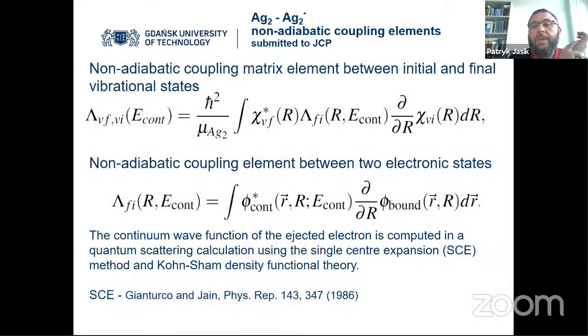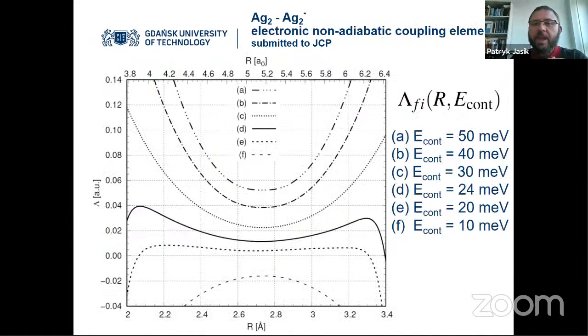To investigate the spontaneous emission of the electron, we have to calculate non-adiabatic coupling elements between initial and final vibrational states. But first of all, we have to calculate couplings between electronic states. And we did this. Jan Franz calculated this using his program Bumblebee. Sorry. And you can see some results of his calculations.